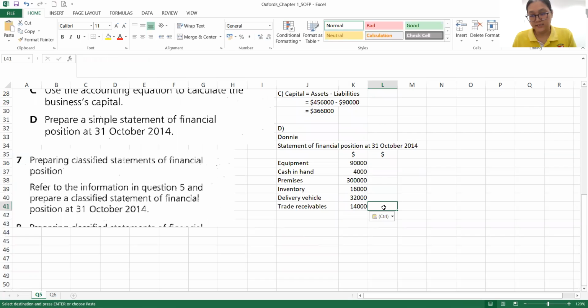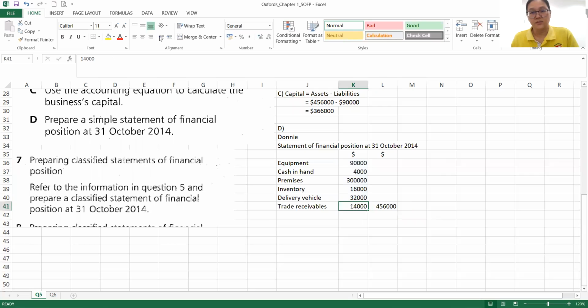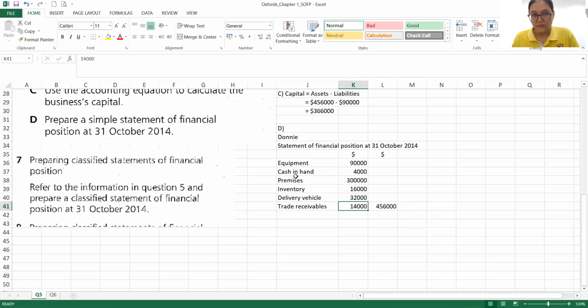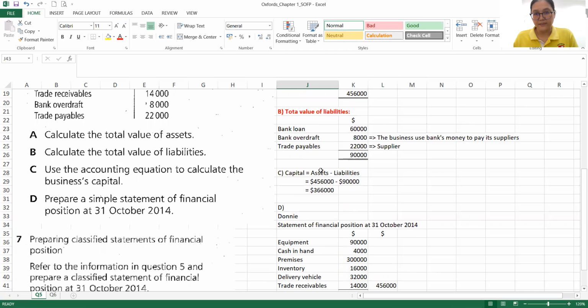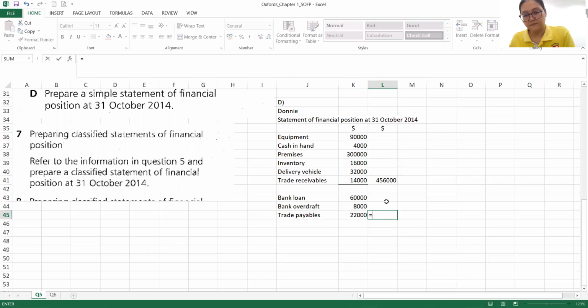This is considered the asset. We don't need to categorize which one is non-current, which one is current. This is what we have. We just need to put in everything because this is simple statement of financial position. Then after that, here we have the liability. So this is a liability and the amount.